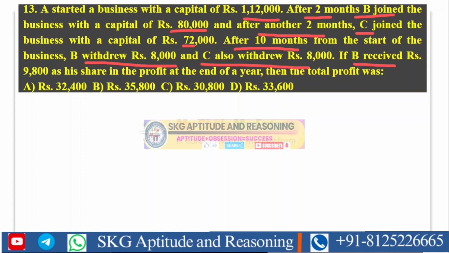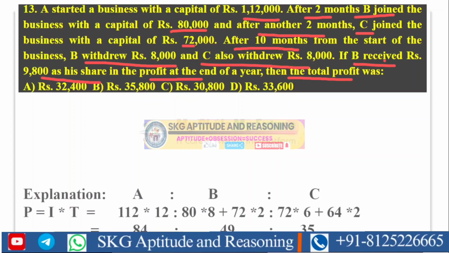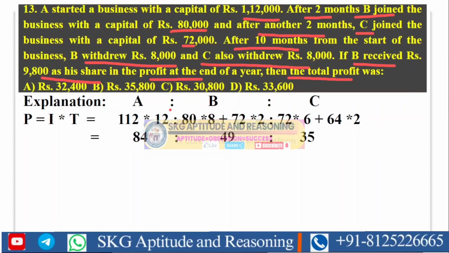If B received rupees 9,800 as profit at the end, then what is the total? So we need to find the total profit. The profit of B is given as 9,800. So let us try to arrange the equation here properly. A invested an amount of 1,12,000. A was in the business for the complete year, and later after 2 months B joined the business.